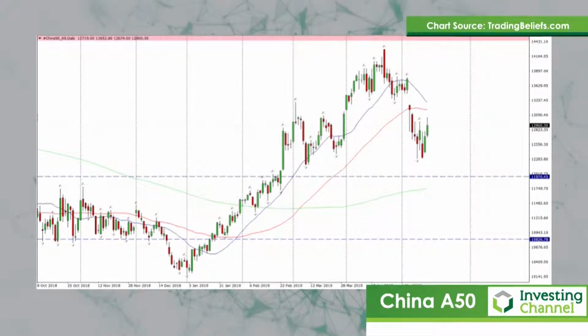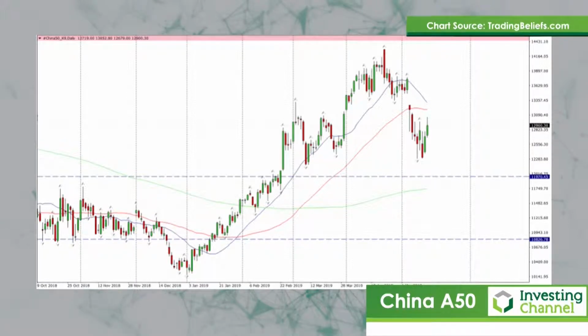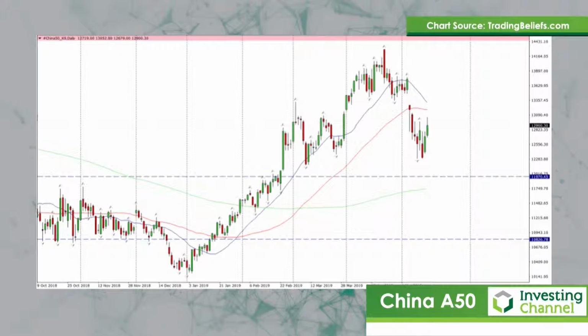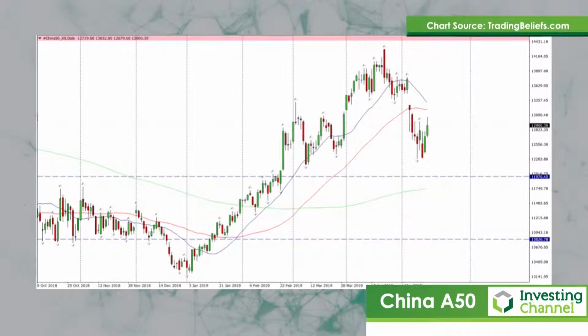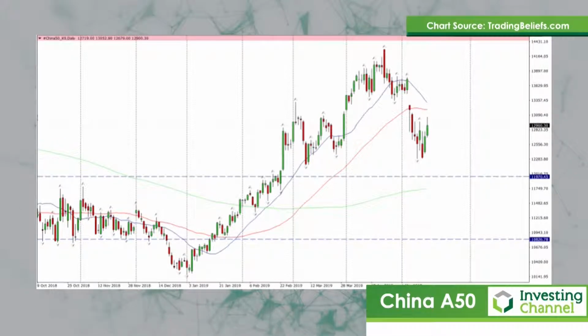As I said, that's the daily chart, and you can see for yourself that for the majority of 2019 it's been in what you would almost call a lovely textbook uptrend, beautiful. I admit that I don't personally trade the China A50, but I use it as a bit of a barometer, and I'll show you how that has that impact.